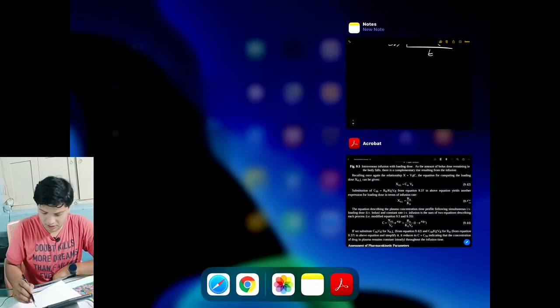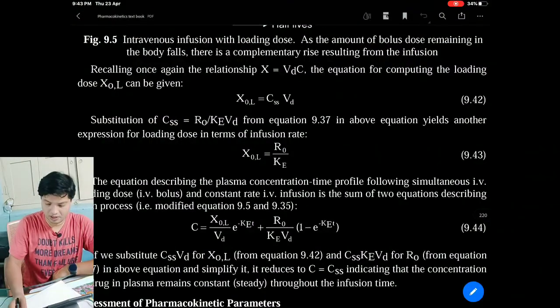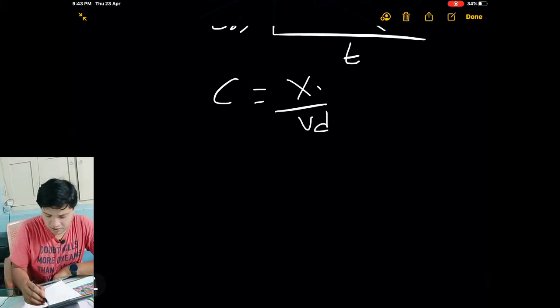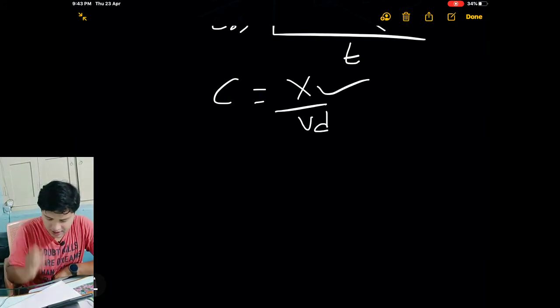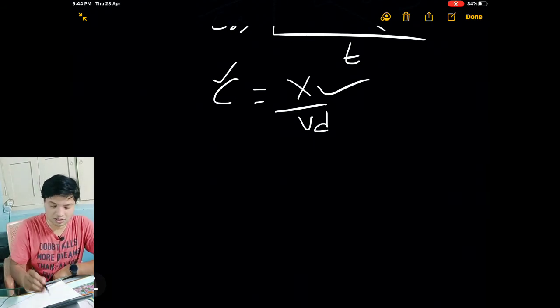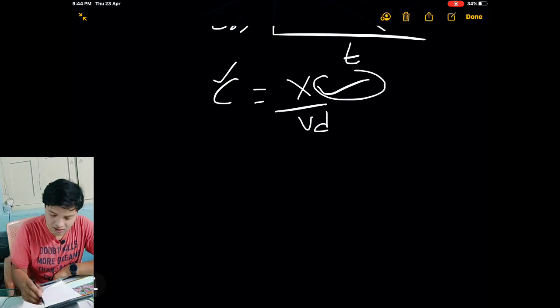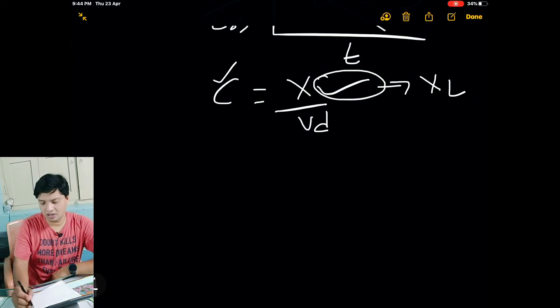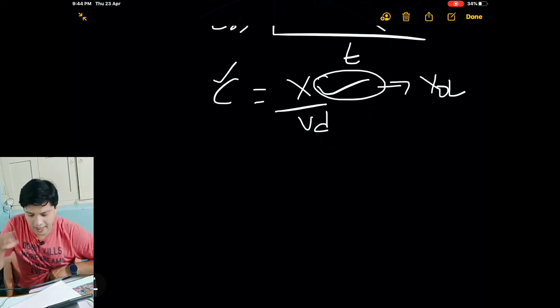Go to the concentration. So concentration is equal to amount divided by volume of distribution. So assume this as the loading amount, steady state amount, and this is the steady state concentration. The amount which is required to maintain the steady state concentration, we call it the loading dose. We can take it as X naught L. Initially we are giving, so 0, and L is loading.